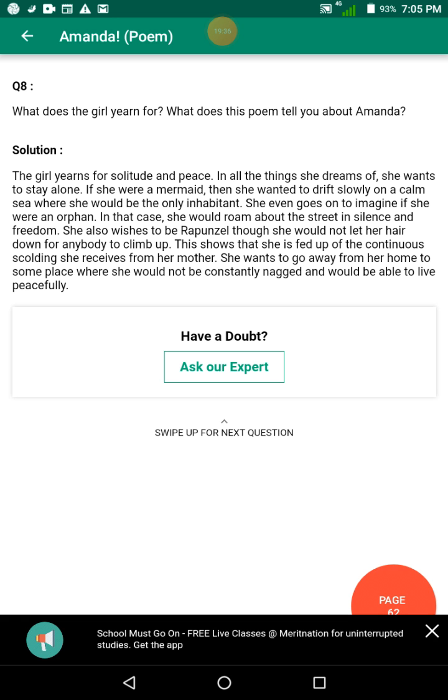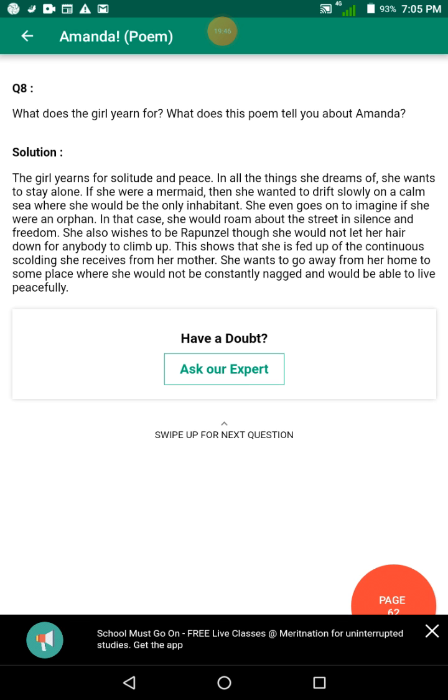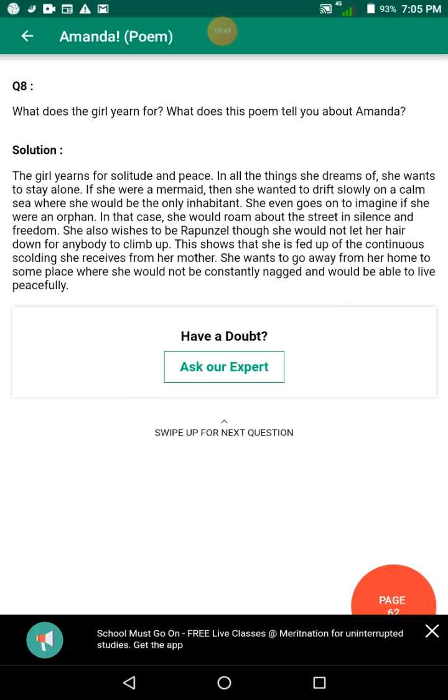The girl yearns for solitude. Solitude means loneliness and peace. Peace, nobody to interfere. Calm. Solitude is singleness and peace. Okay? In all the things she dreams of, she wants to stay alone. If she is a mermaid, then she wants to drift slowly on a calm sea. You remember the emerald, languid sea, where she would be the only inhabitant.